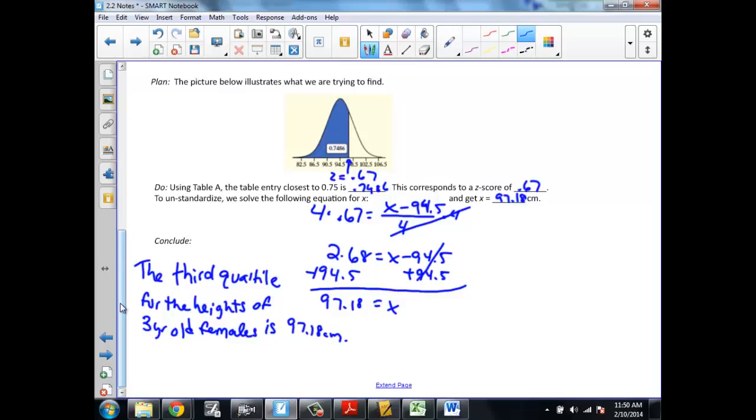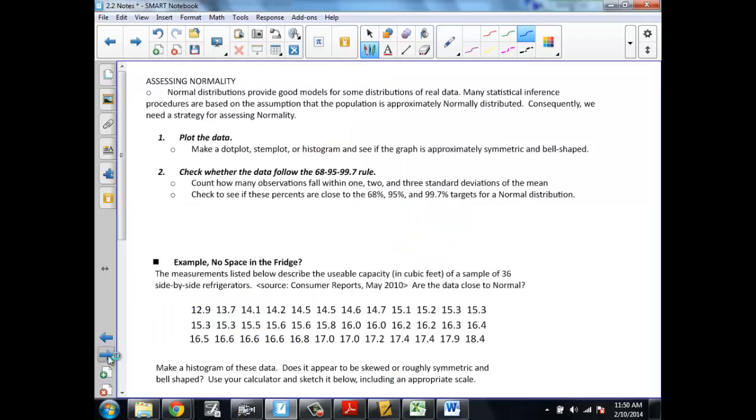The new part today, assessing normality. How do we know if something is normal? First, we need to plot the data. And I'm going to have you do a couple questions like this. First, we always plot our data, and what we're going to typically be using is a histogram, because we want to know, does the data appear to be symmetrical to even start out?